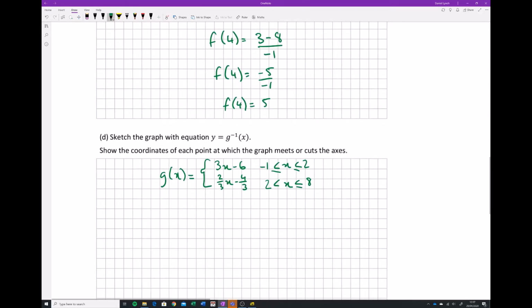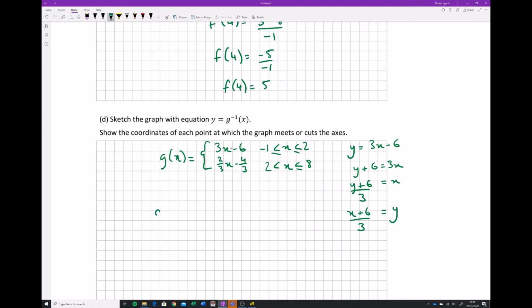Okay, so let's go and get the inverse for each particular thing. If it was y is equal to 3x minus 6, you would say that y plus 6 is equal to 3x, and that x is equal to (y plus 6) over 3. So we now just flip that around: y is equal to (x plus 6) over 3. So this is what g inverse of x is. It is (x plus 6) over 3, when it's between these two values, -1 and 2.